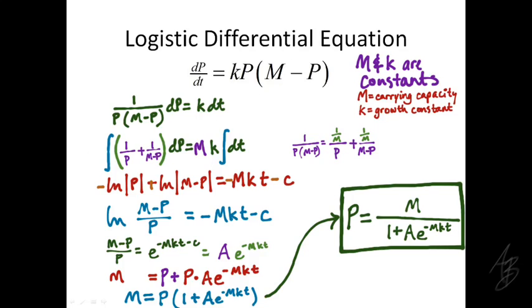Keep in mind that M here and M here, those are the carrying capacity. K is a constant that shows us how fast the population is growing. It's called the growth constant. And then A is going to depend on our initial conditions, and we can solve for that given an initial condition.